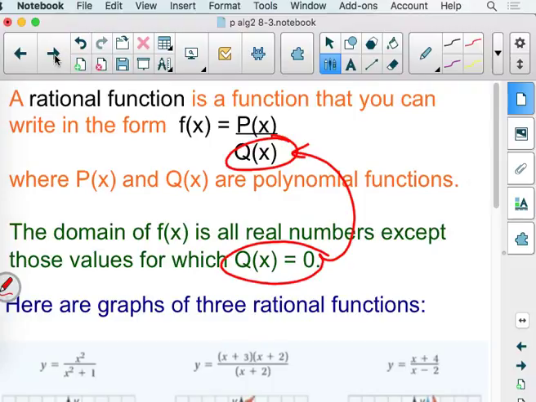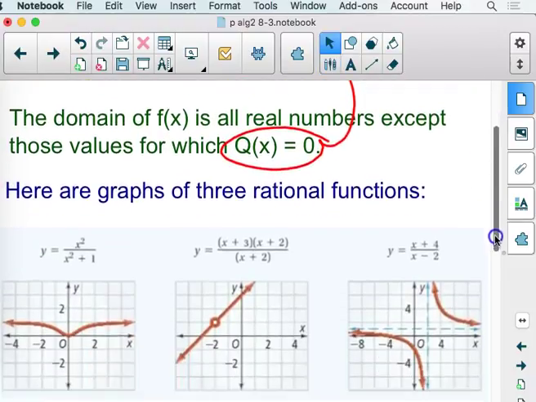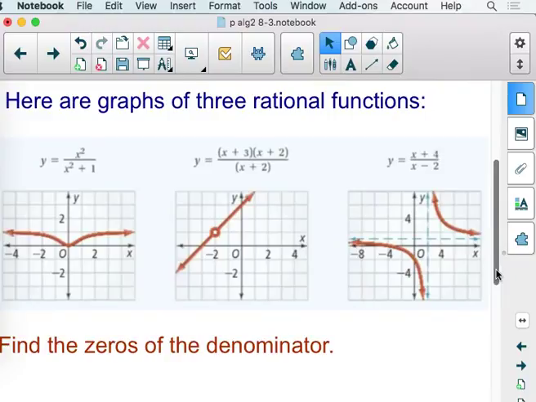So like it says, here are the graphs of three different rational functions. Very cool ones, by the way.